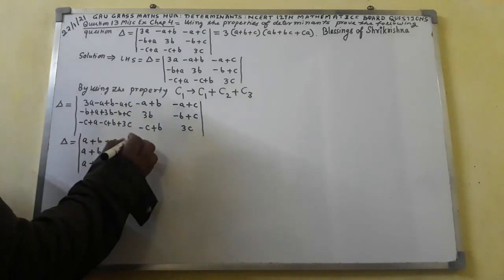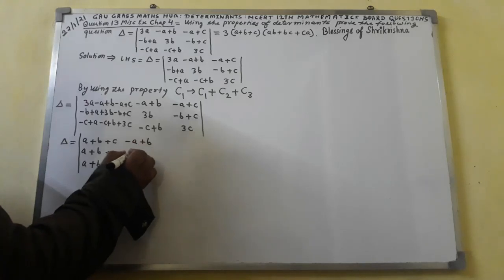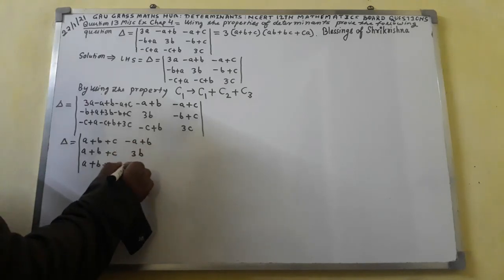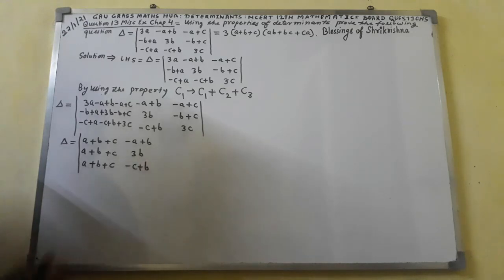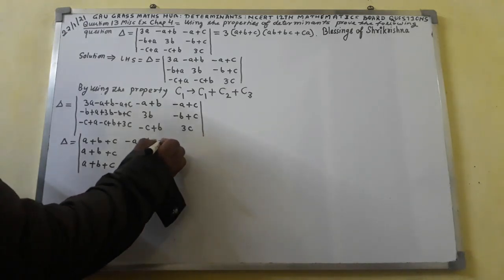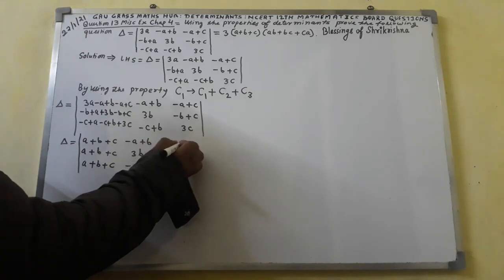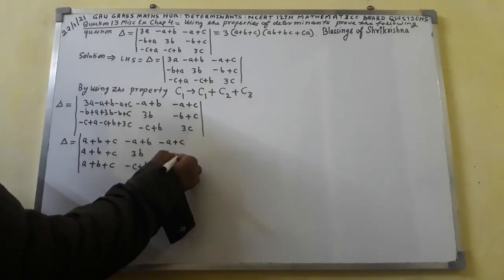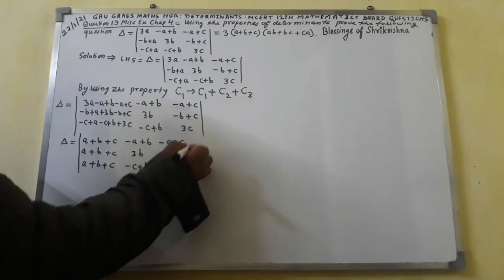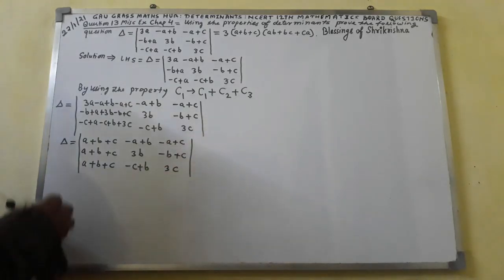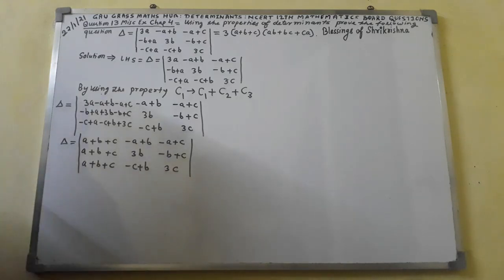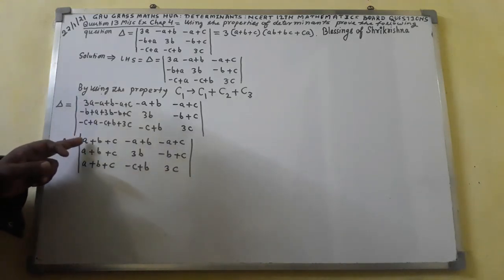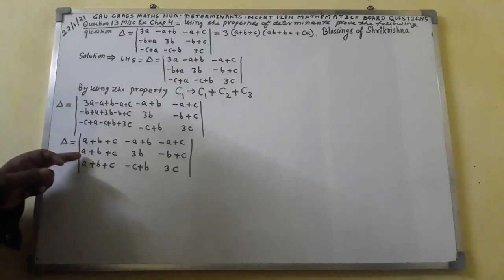Here write second column, minus a plus b, 3b minus c plus b. And here write third column, minus a plus c, minus b plus c, 3c. So here you can see in the first column a plus b plus c, a plus b plus c, a plus b plus c is there.